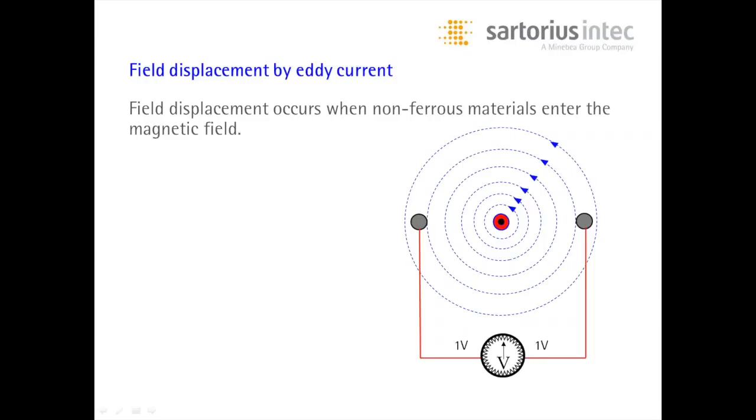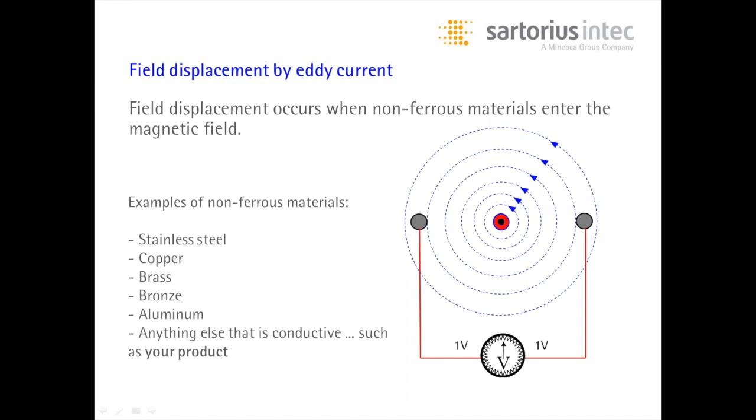Field displacement occurs when a non-ferrous metal, or any non-ferrous material, I should say, enters the electromagnetic field. Again, you can see in the image on the right, the coils are balanced. There's equal voltage on both windings. It doesn't have to be 1 volt. We're just using that as an example. Examples of non-ferrous materials are obviously stainless steel, copper, brass, bronze, aluminum, and anything else that is conductive, such as your product. And this is very important because we're going to talk about this a little bit later on. We're going to focus on it, actually.